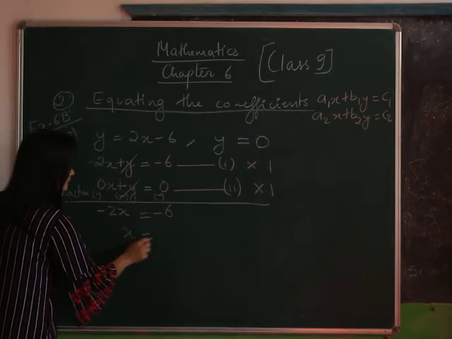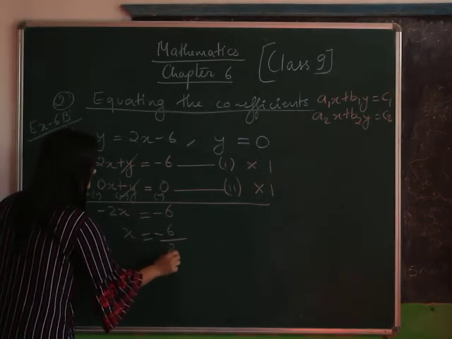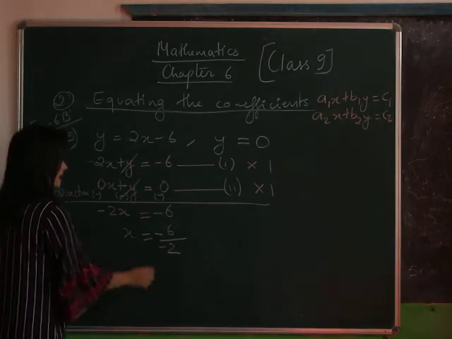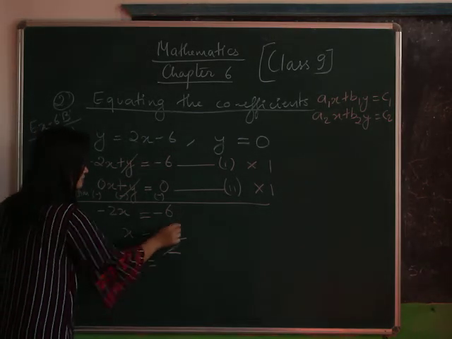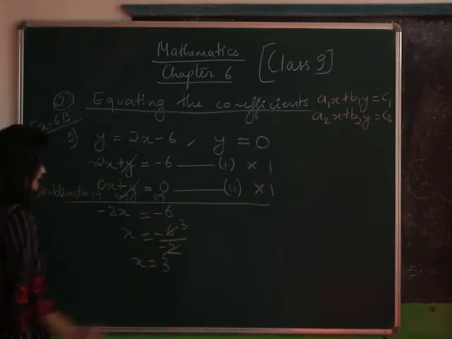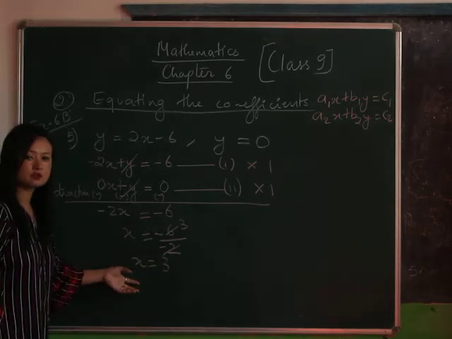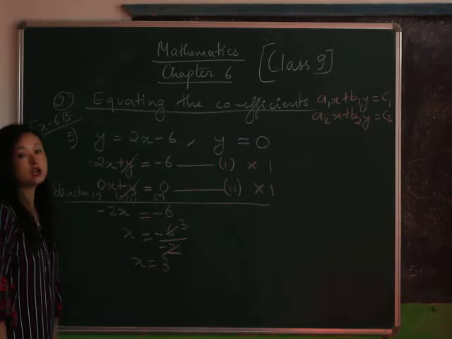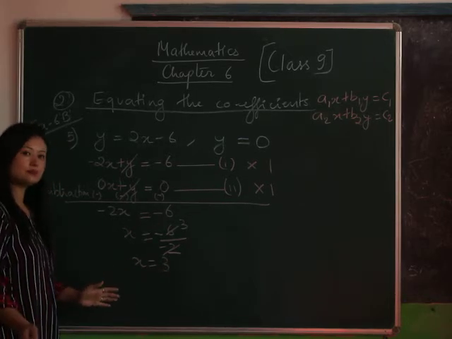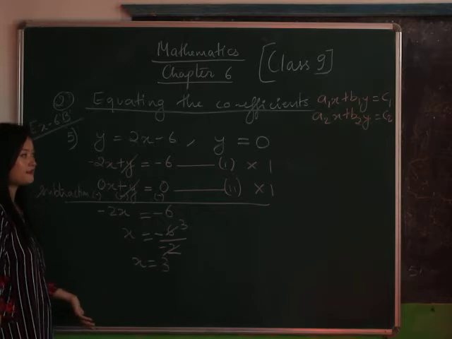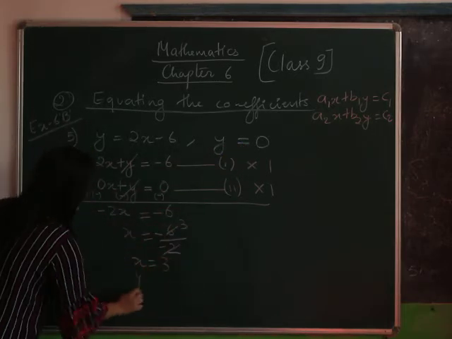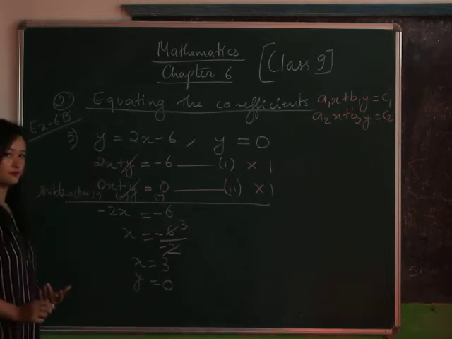So from here, what do we get? Minus 6 divided by minus 2, and minus divided by minus becomes positive. So 2 multiplied by how many times gives 6? 3 times. So the value of x is 3. Now do we need to find the value of y here? We don't need to find the value of y, because the value of y is already given. What is given? y is equal to 0.